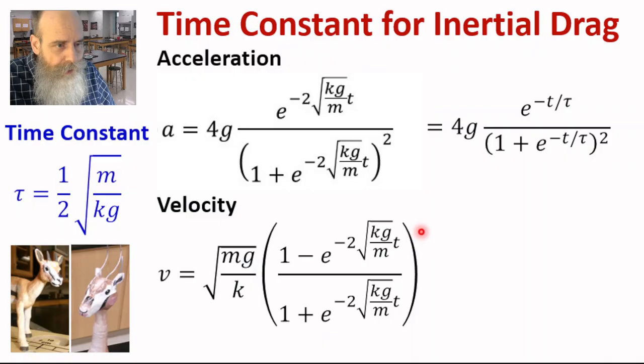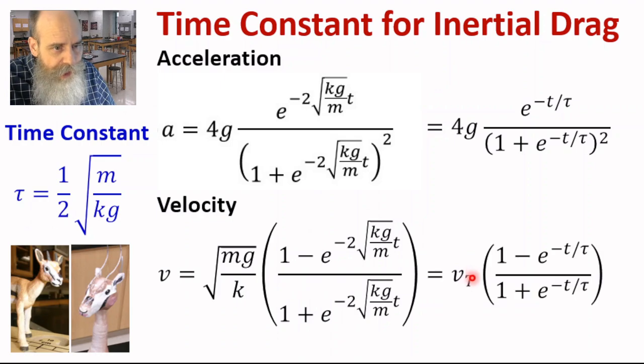Velocity. This is the velocity. Now put in the time constant. This is what we get. Vt, that's terminal velocity, square root of mg over k is terminal velocity, times 1 minus e to the negative t over tau, over 1 plus e to the negative t over tau.